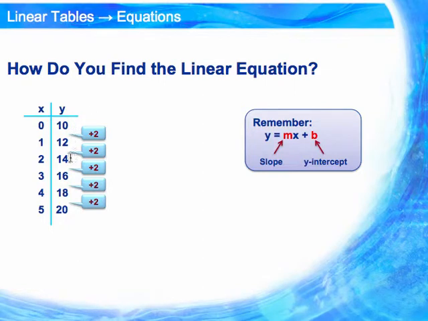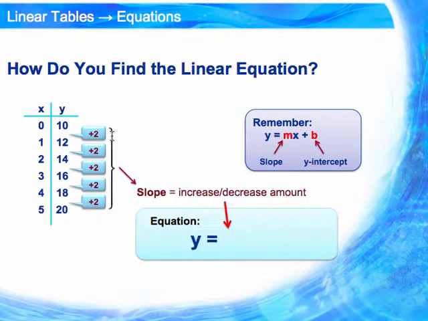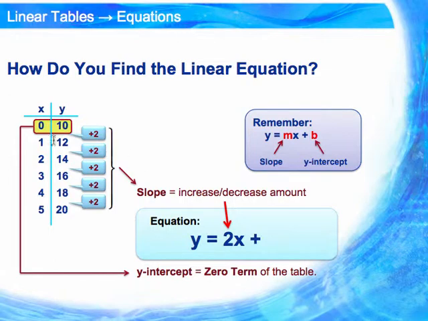So this rate that you're seeing right here, or the amount that it's increasing by, is the slope. So that's going to go in this spot right here for the 2. That's because this table is increasing by 2 each time, which is going to be your slope. The next part is finding the y-intercept. When you're finding the y-intercept, you're trying to find the zero term of the table. The zero term of the table is always going to be where you see x equals 0. So in this case, the value is 10, so therefore my y-intercept will be 10. That's all there is to it.